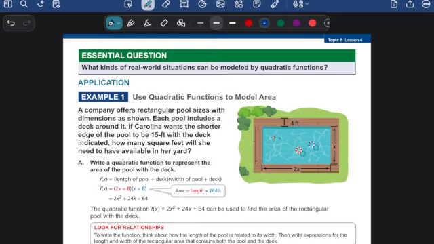So what kinds of real-world situations can be modeled by quadratic functions? Let's take a look at a few. Example 1, we're modeling area. So if we are calculating area, we are multiplying two dimensions. Okay? And if we're multiplying two dimensions, then we get units squared. Because we have feet times feet, which gives us feet squared, for instance. And if our units are squared, we're going to be looking at input squared. So that's how we get a quadratic function.